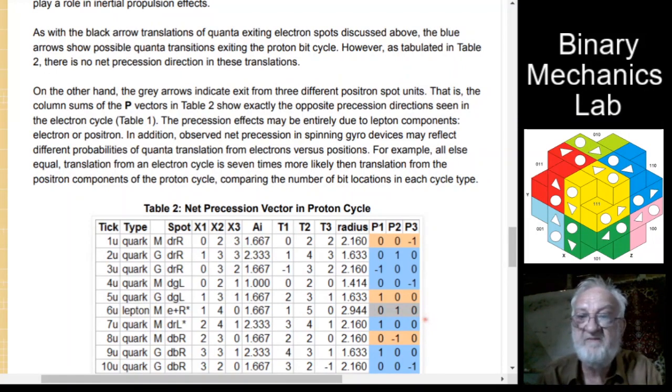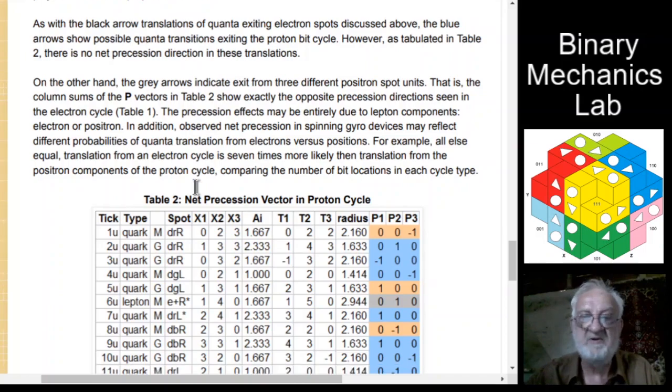The precession effects may be entirely due to lepton components, the electron or positron. In addition, observed net precession of spinning gyro devices may reflect different probabilities of quanta translation from electrons versus positrons. For example, all else equal, translation from an electron cycle is 7 times more likely than translation from the positron components of the proton cycle, comparing the number of bit locations in each cycle type.